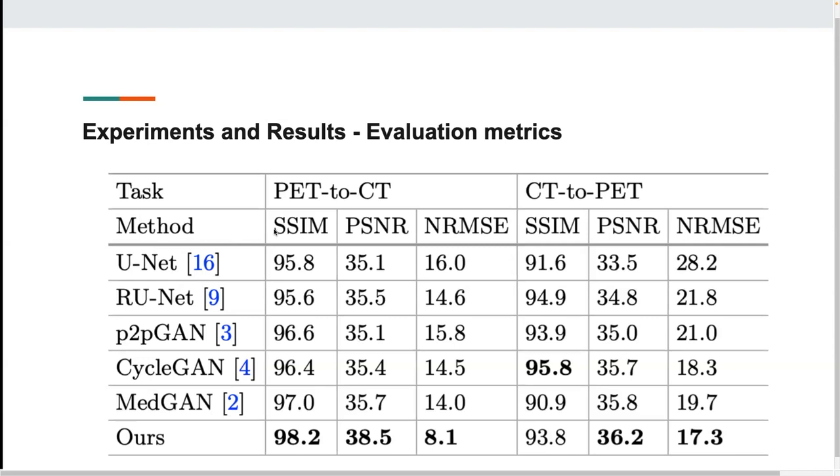As you see over here, they have compared their method with state-of-the-art methods. They use U-Net, ResU-Net, Pix2Pix GAN, CycleGAN, and MedGAN. You can see their method outperforms all these state-of-the-art models from PET to CT. From CT to PET, they outperform on PSNR and NRMSE, but CycleGAN beat them by 2% from CT to PET.